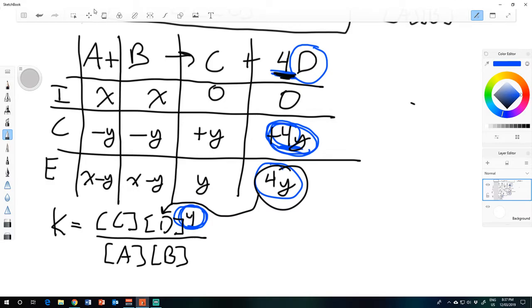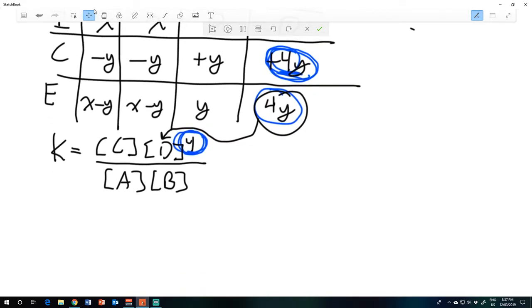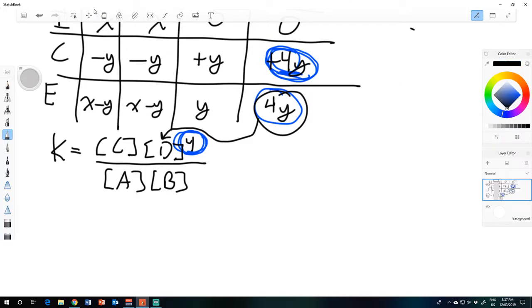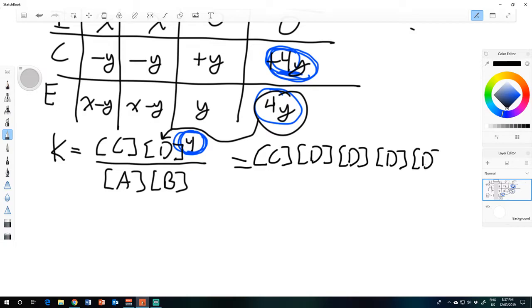Okay, as part of setting up the equilibrium expression, remember that it is set up, in a simplified version, as the product of the concentrations of all the products. So each of these concentrations, because we know D has a concentration of 4y in this case, is going to be 4y. And the reason it's put in 4 times is because it shows up 4 times in the product side of the reaction. So hopefully that makes sense.